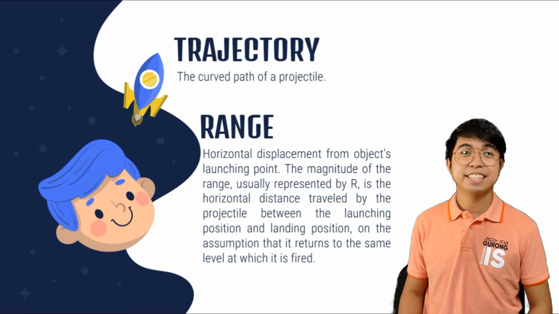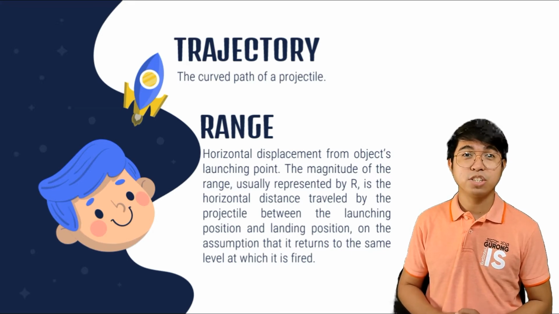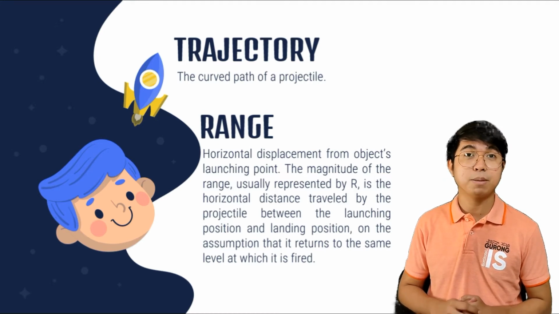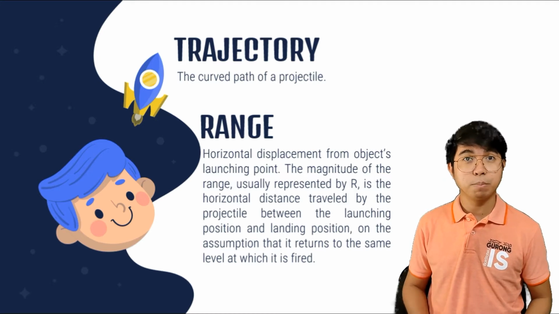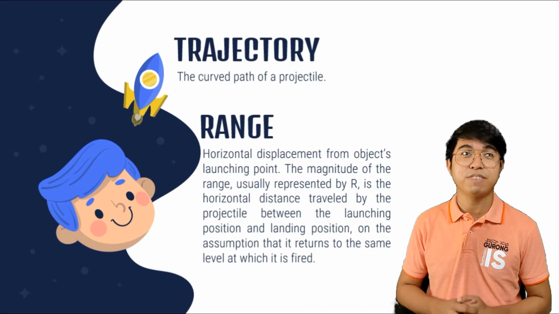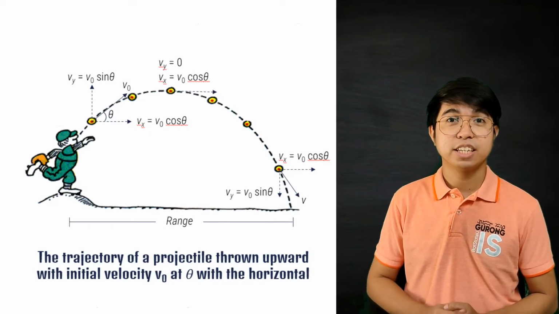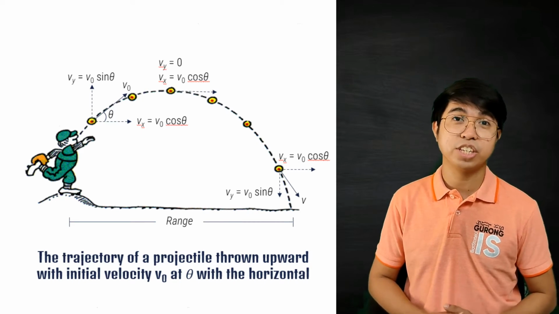It finally lands at some horizontal displacement from its launching point. The horizontal displacement is called range. The magnitude of the range, usually represented by the uppercase letter R, is the horizontal distance traveled by the projectile between the launching position and the landing position, on the assumption that it returns to the same level at which it is fired. The launching speed and the angle at which the projectile is launched affect the projectile's trajectory.